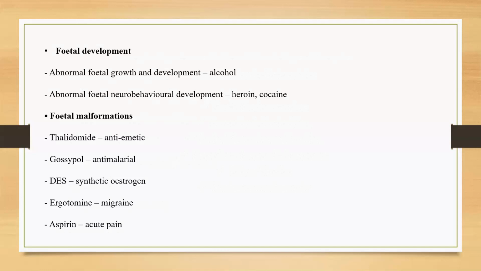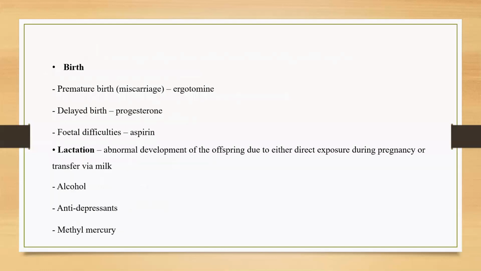Thalidomide, an antiemetic drug, will show fetal malformation. Gossypol, an antimalarial drug, will show the same effect. DES, that is diethylstilbestrol, a synthetic estrogen, will also show the same effect, fetal malformation. Ergotamine, a migraine drug, and aspirin, an NSAID, we all know will show fetal malformation. Next, we have birth. Premature birth or miscarriage is induced by ergotamine. Delayed birth is induced by progesterone. Fetal difficulties are induced by aspirin.